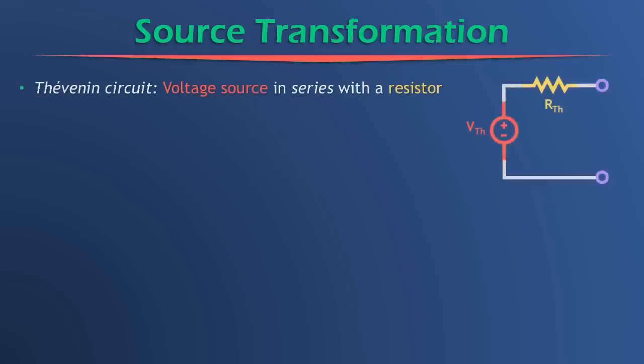So, first thing is called a Thevenin circuit. What's a Thevenin circuit? Well, a Thevenin circuit is just a circuit that takes on this form. That's a voltage source in series with a resistor.